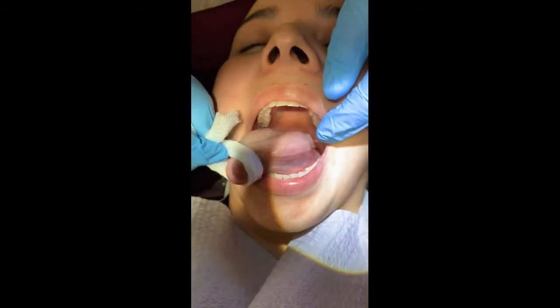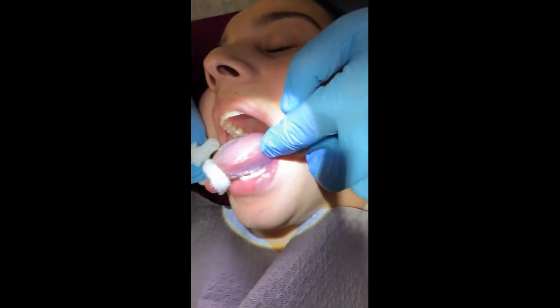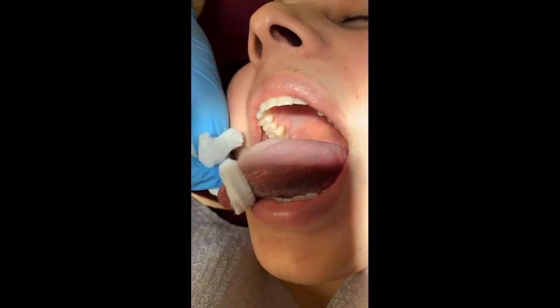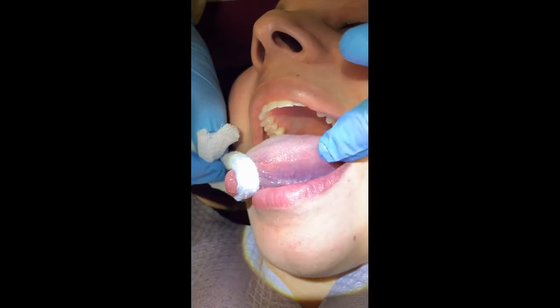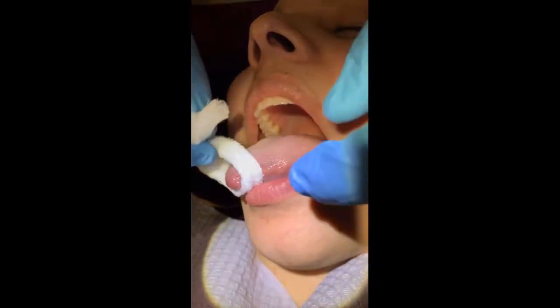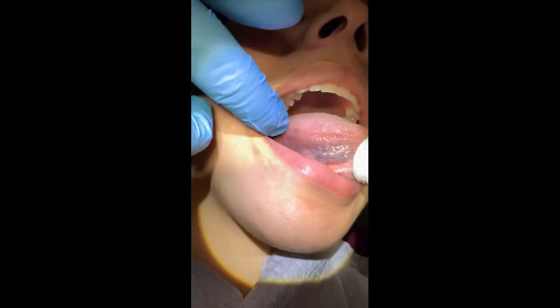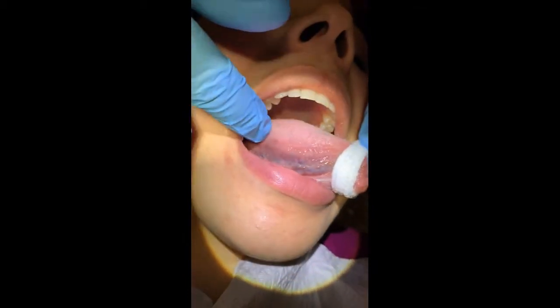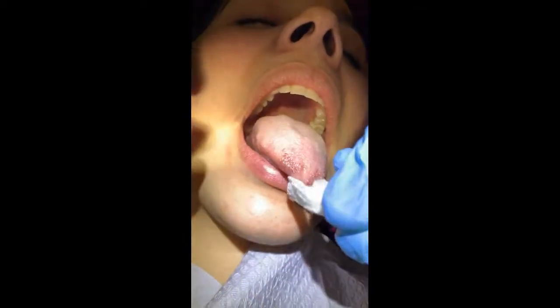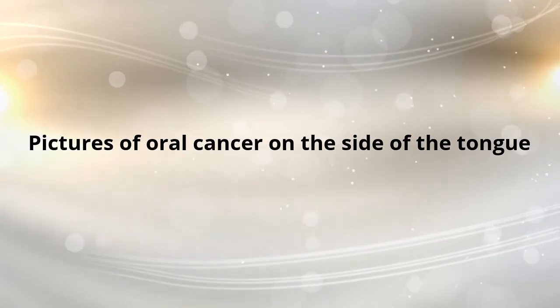The sides of the tongue are the number 1 most common location for oral cancer to occur inside the mouth. Any lesions on the sides of the tongue must be brought to the attention of the dentist on the floor. And here are some pictures of oral cancer on the side of the tongue.